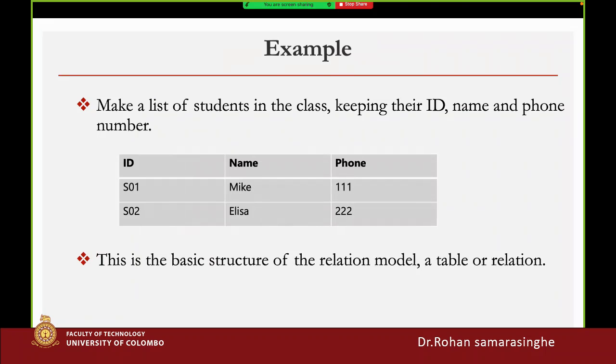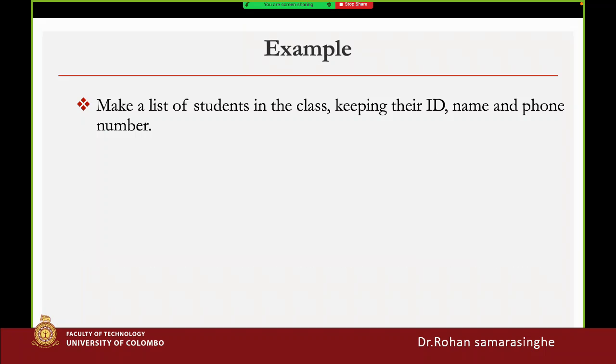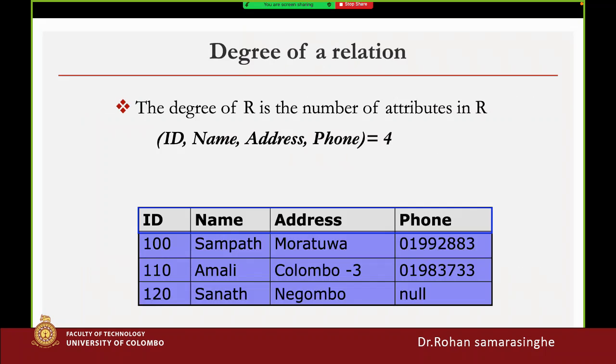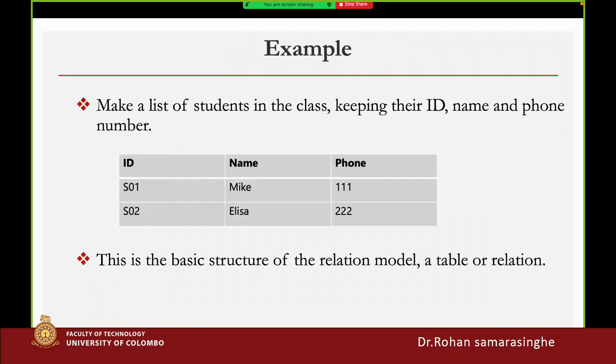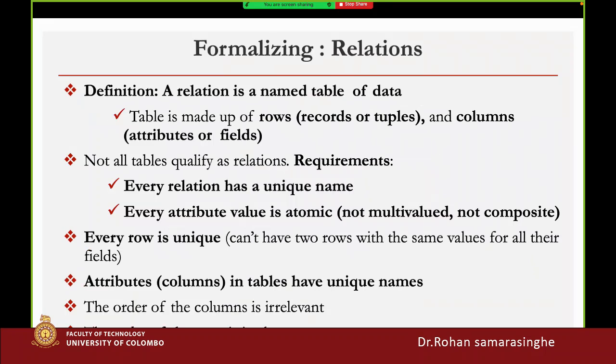One example. And this is the basic structure of the relational model, the table or the relation. This is the basic structure. The relation must have a relation name and also the attribute list. The number of attributes represents the degree of a relation, which I explained previously, and tuples represent the instances of the relation.